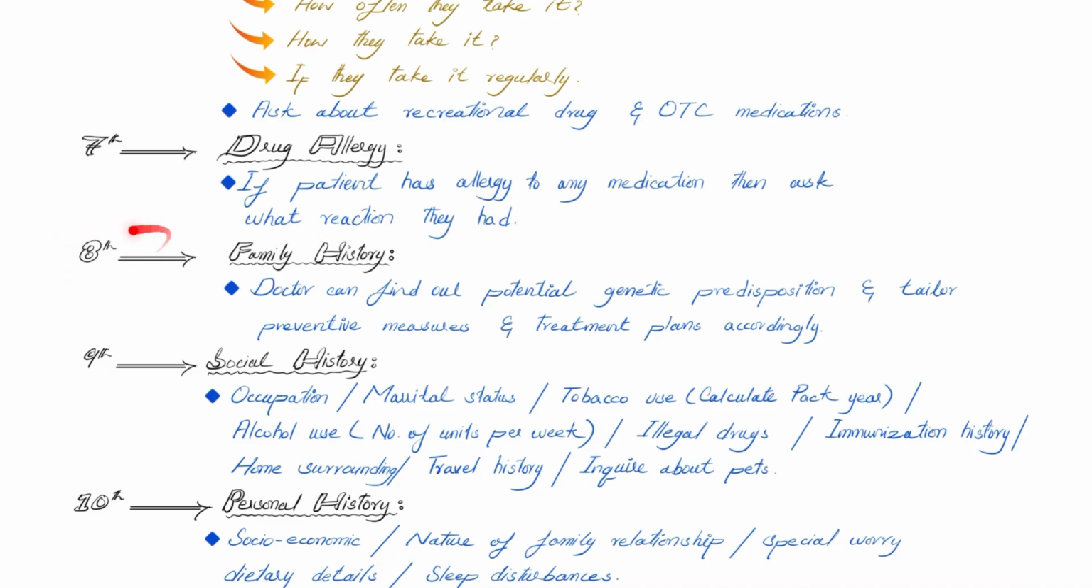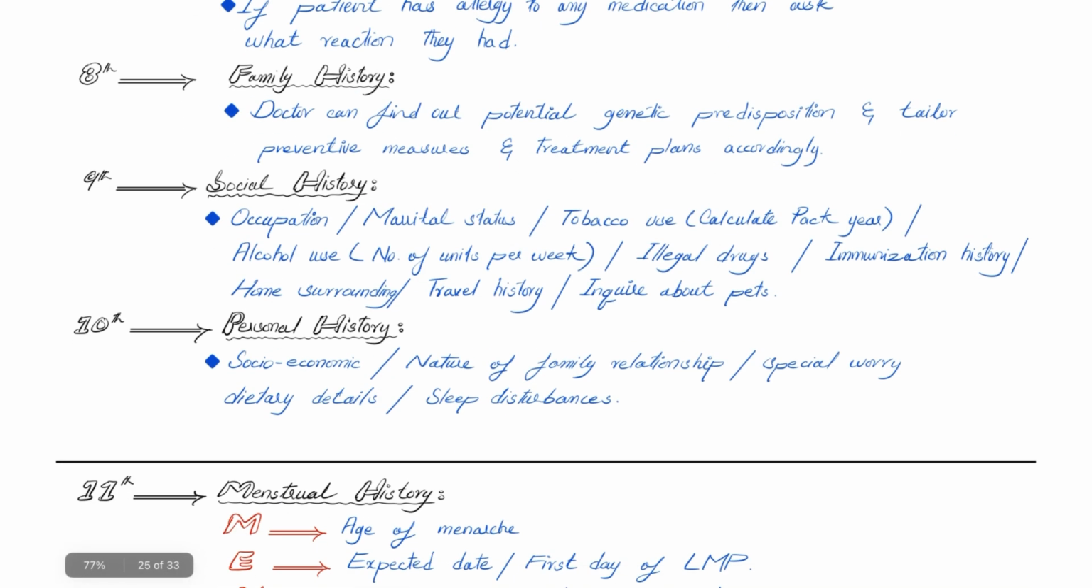Eighth component of history taking is family history. The doctor can find out potential genetic predisposition and tailor the preventive measures and treatment plans accordingly if there is any family history of any genetic disorder. Ninth component is social history. Ask about occupation, marital status, tobacco use. If the patient is a smoker, then calculate pack year.